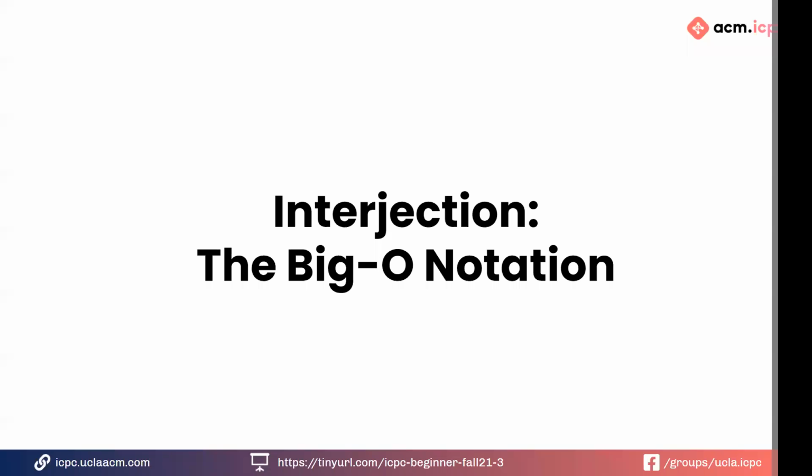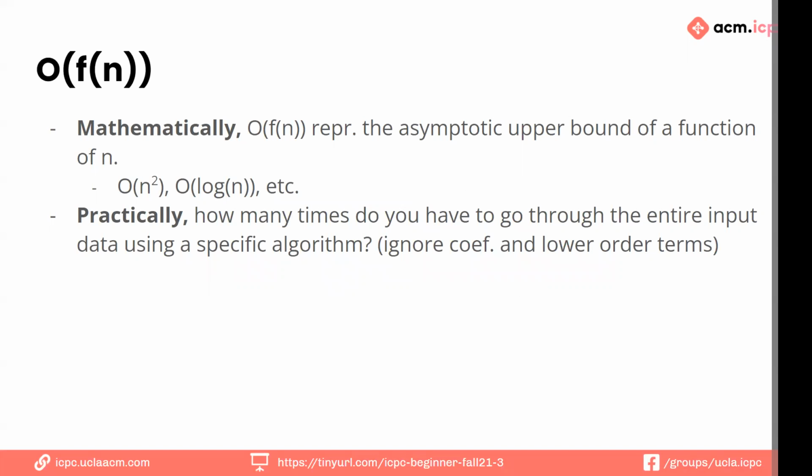All right, so we're going to do a quick interjection here and talk about big O notation and what it means. Mathematically, we go to the definition. We have O of f of n, which represents the asymptotic upper bound of a function of n. For example, it can be something like n squared or log n, where n is just some number.